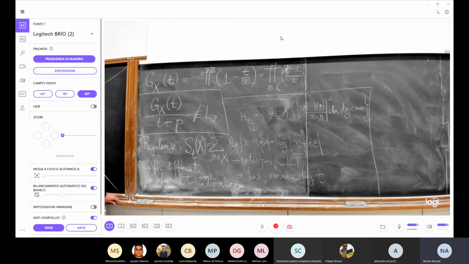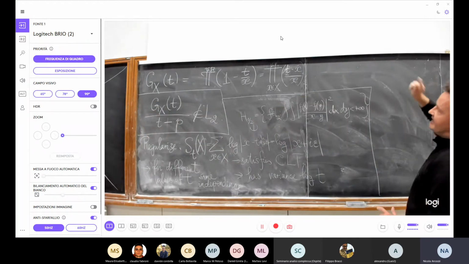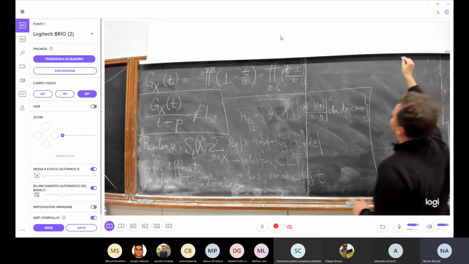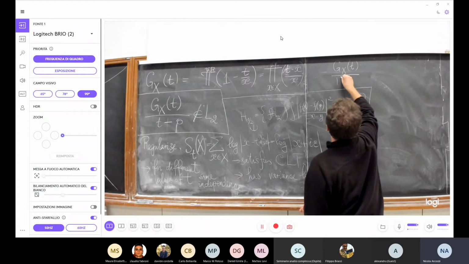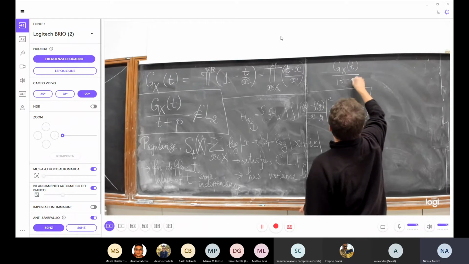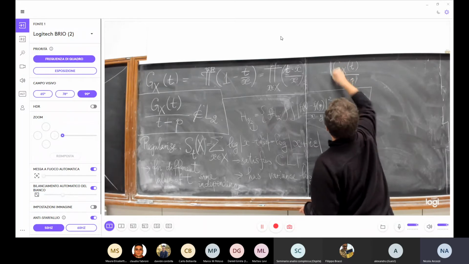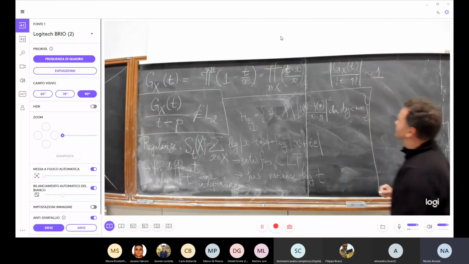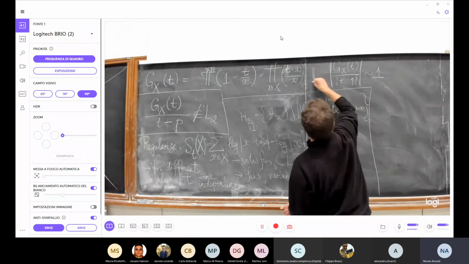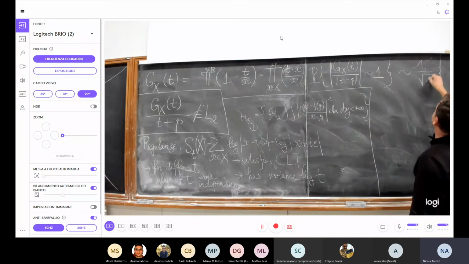The point is that there is some independence, and therefore the event that this function, let me put square, well, square or not square doesn't matter, the event that this function has value about 1. So the probability of such an event, because of the central limit theorem, is roughly 1 over square root of t.